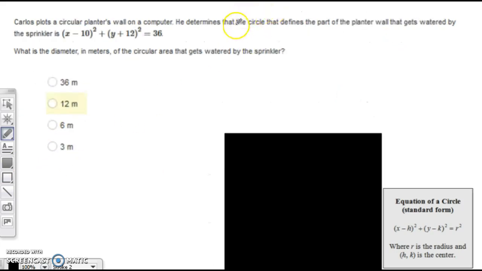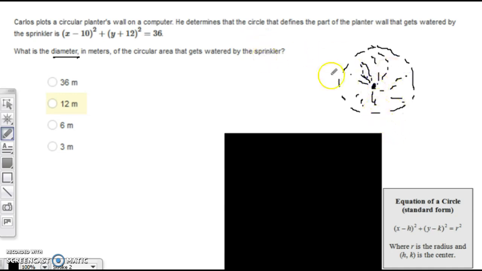Okay, there's another problem like that. Carlos plants a circular planter wall on a computer. He determines that the circle that defines the part of the planter wall that gets watered by the sprinkler is this. What is the diameter in meters of the circular area that gets watered by the sprinkler?